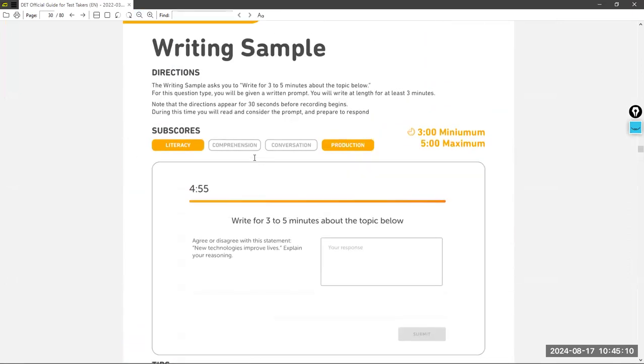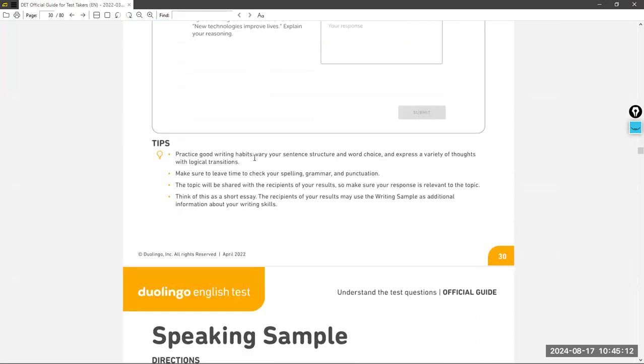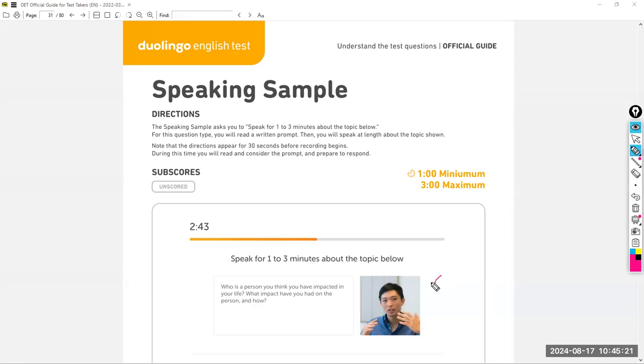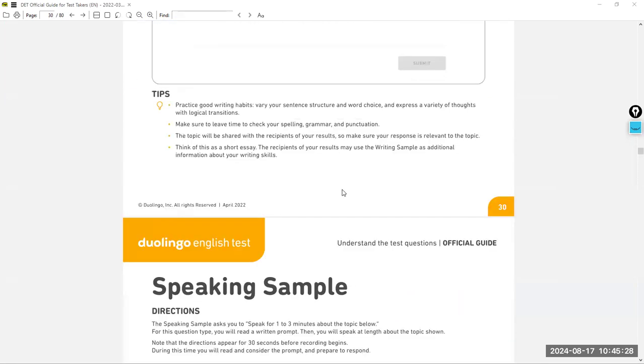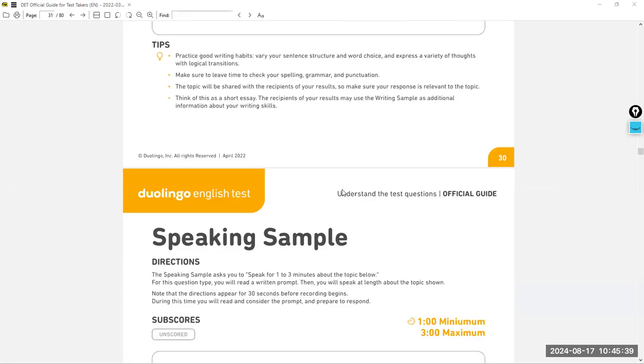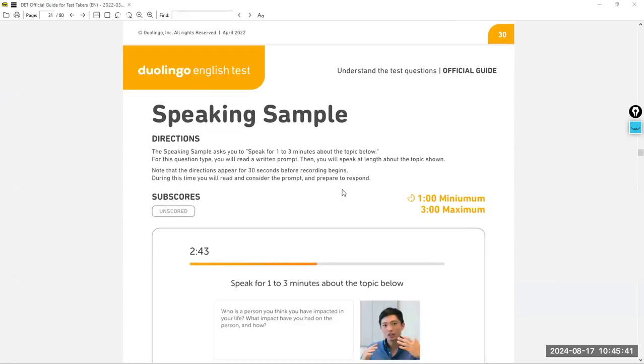So they are ungraded, but the university is going to watch the video that you have to record, because in the speaking sample, you have to record your video for minimum 1 minute and maximum 3 minutes. So again, the speaking sample and the writing sample are ungraded, but as I told you, the university is going to check them out.